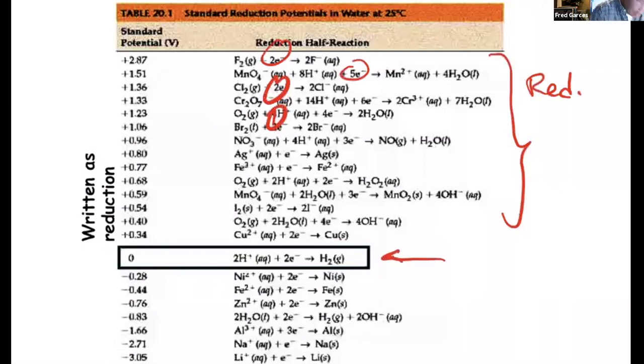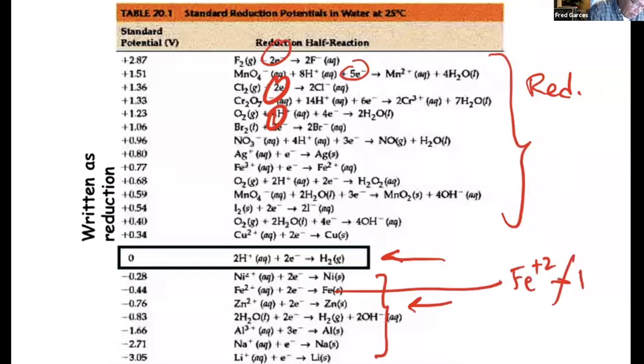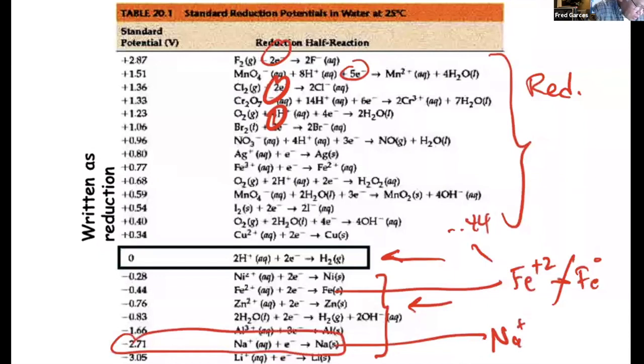Here's our 0 point, and everything is relative to that. And here's our more negative. In other words, these species are going to have a more difficult time undergoing reduction. But if you take this species right here, say iron plus 2 going to iron 0, we know that potential is minus 0.44. And we couple it with this species, say sodium plus going to sodium 0, and that potential is minus 0.271.